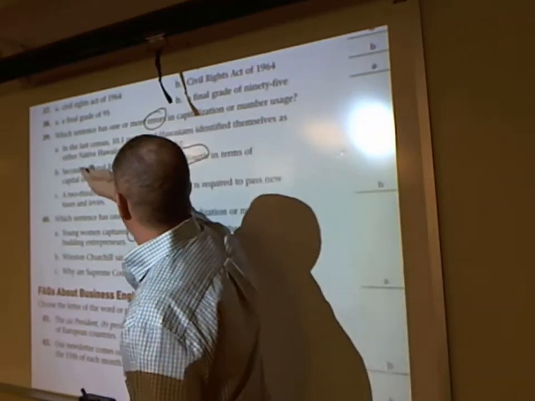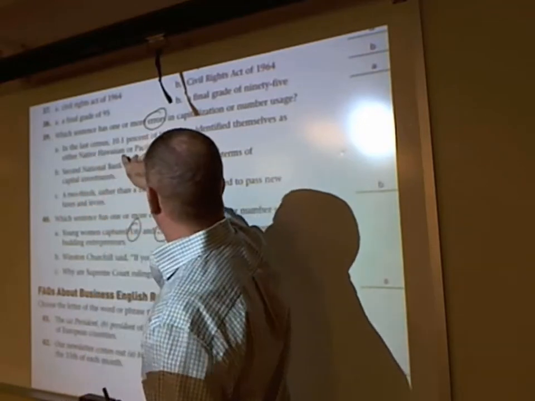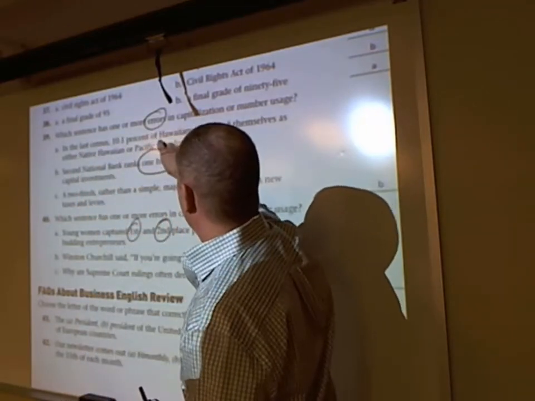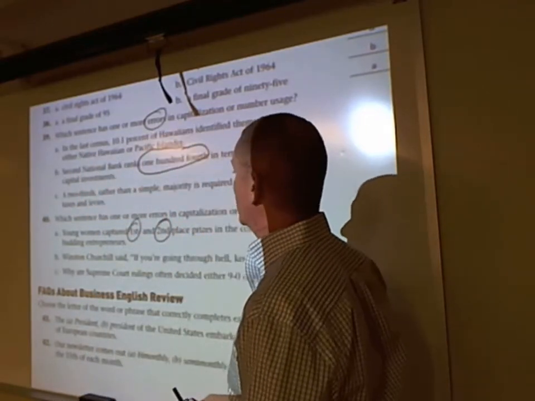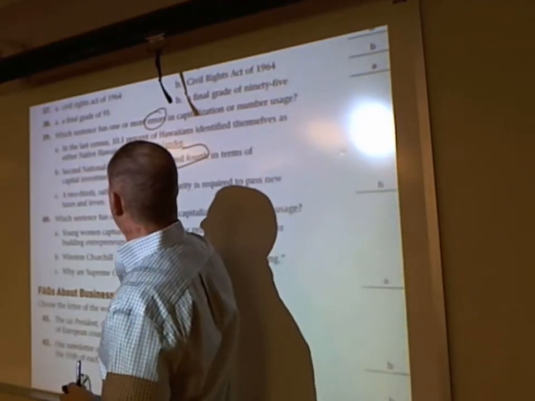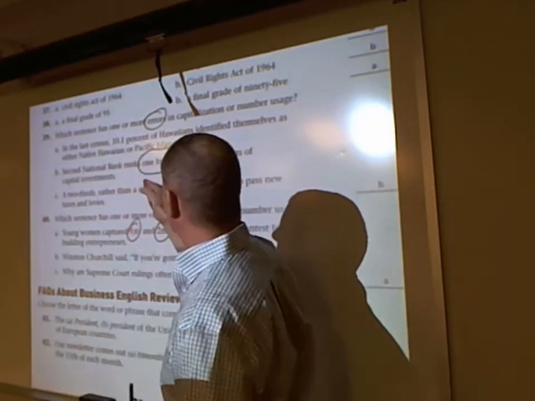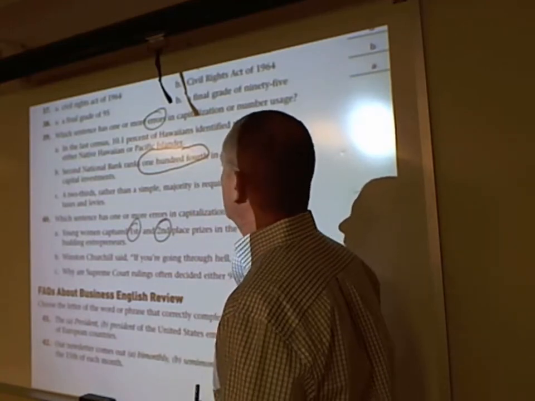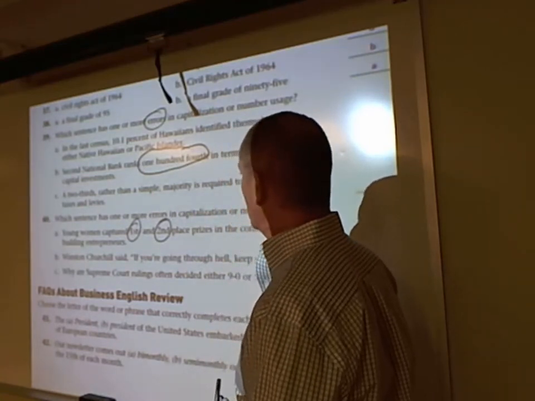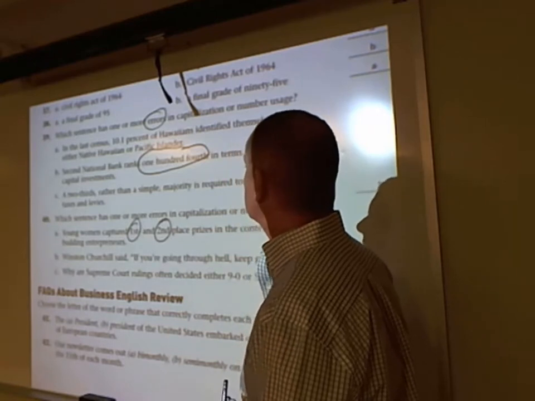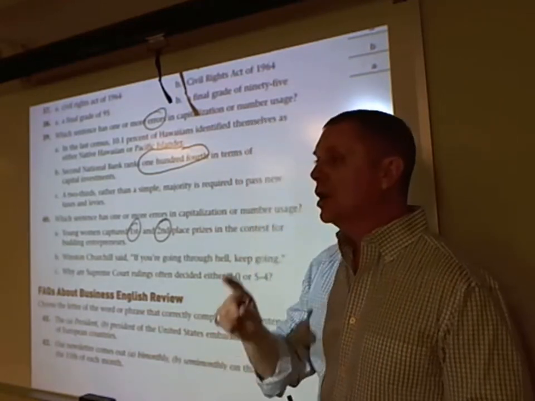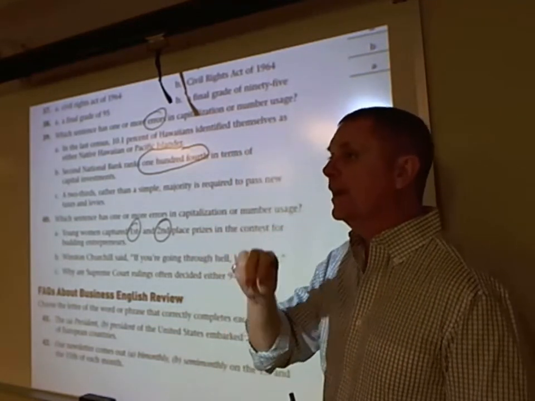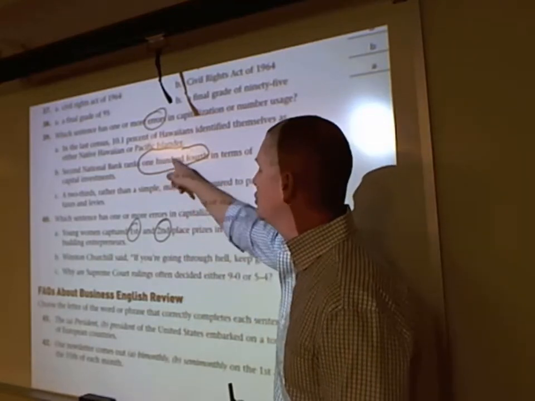Second National Bank, which is capitalized, which is correct, ranks 104th in terms of capital investments. Okay, since it's more than 2 words, 104th, 3 words, we're going to change that ordinal to a figure, 104th as a figure, and then 2 letters after it. So letter B is incorrect.